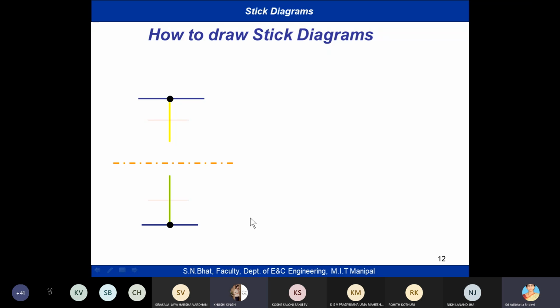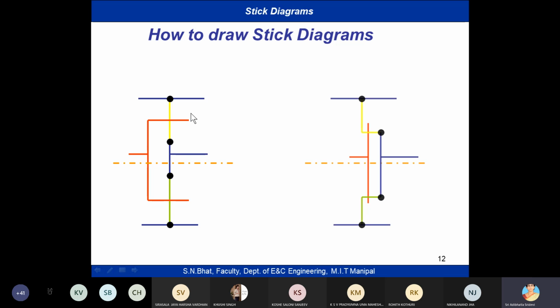Then comes the polysilicon. Now P diffusion crossing poly is PMOS, and N diffusion crossing poly is NMOS. Then we join these two drains and provide electrical contacts. Then we give input here, and we join this and give output here. So this is the stick diagram for a CMOS inverter.